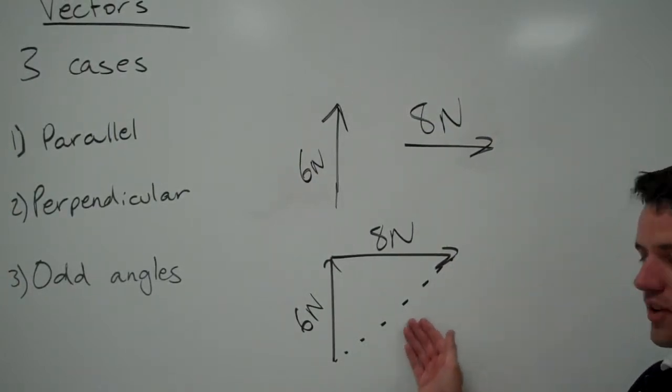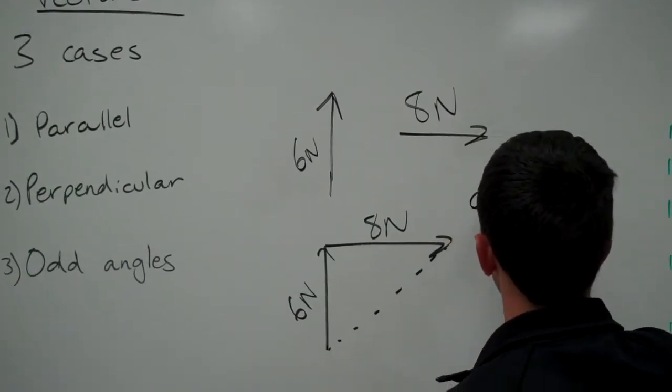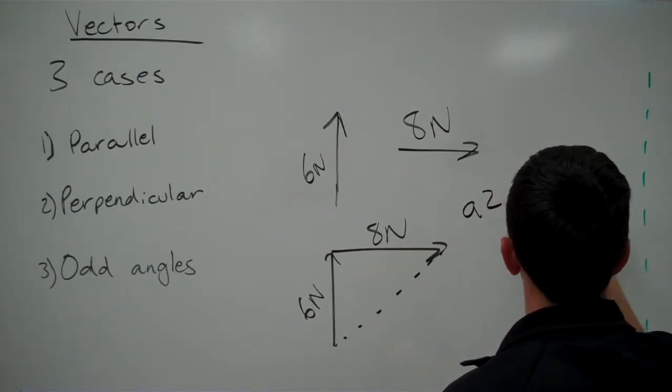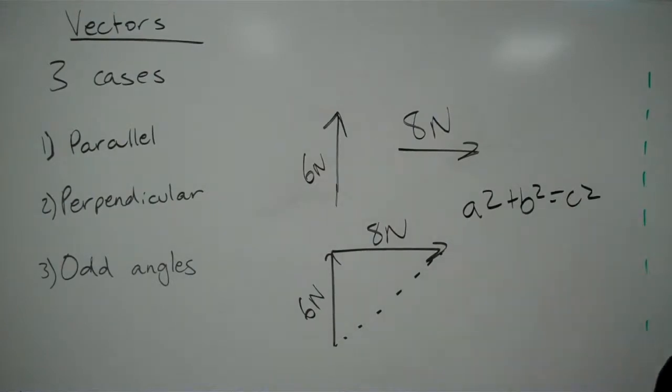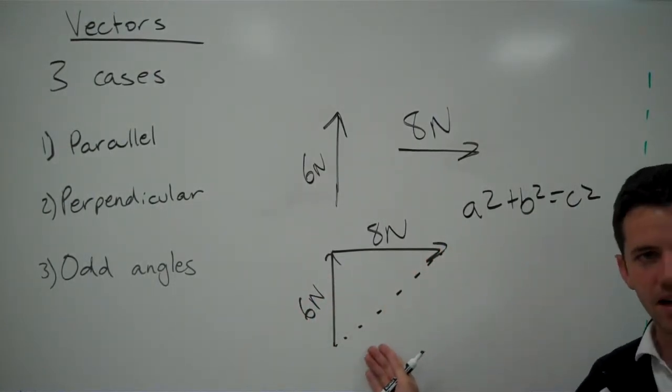Now to solve this, we have to look for the hypotenuse. Okay? And so we're going to be using the Pythagorean theorem. The Pythagorean theorem is a squared plus b squared equals c squared, where a and b are the two legs of the triangle, and c is the hypotenuse.